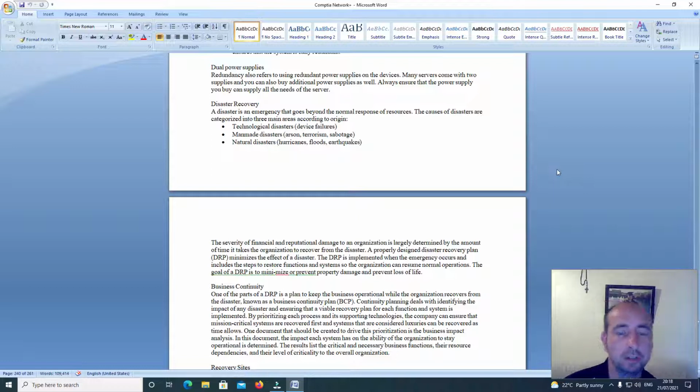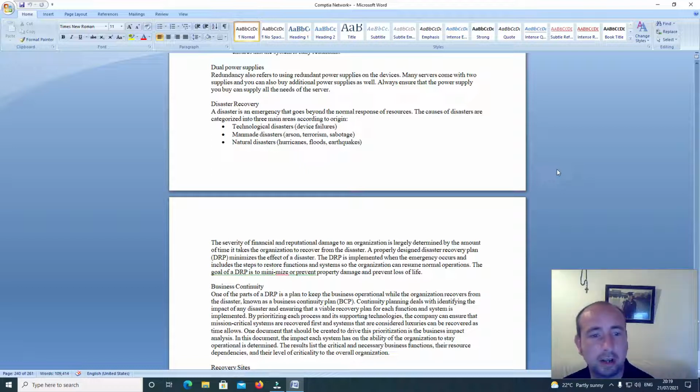Dual power supplies. Redundancy also refers to using redundant power supplies on the devices. Many servers come with two supplies and you can buy additional power supplies as well. Always ensure that the power supply you buy can supply all the needs of the server.